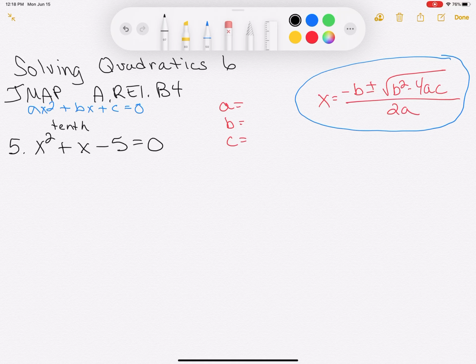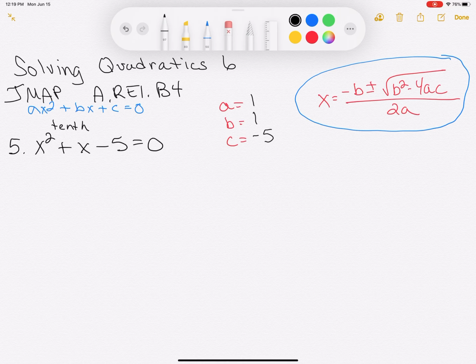So we are going to use the quadratic formula because this one is not factorable. There are no factors that I can multiply to give a -5 and sum to get a +1. So, following the standard form, I'm going to find my a, which is 1, b is 1, and c is -5.